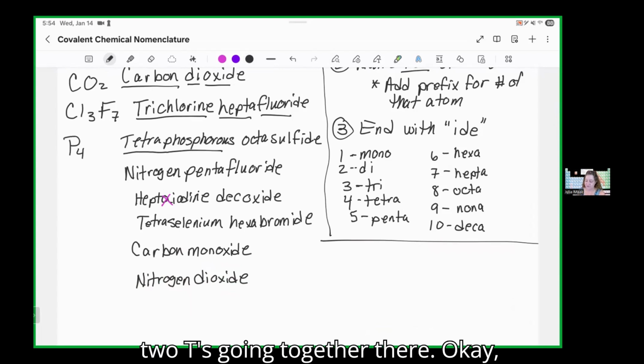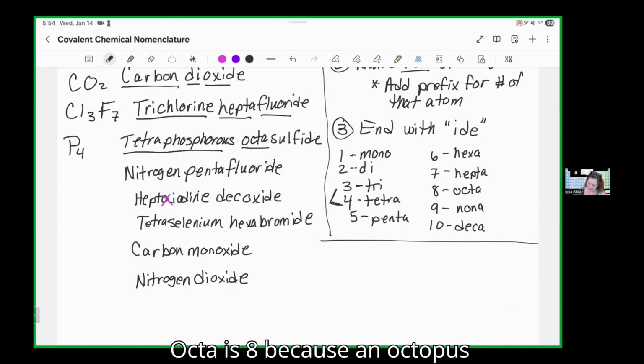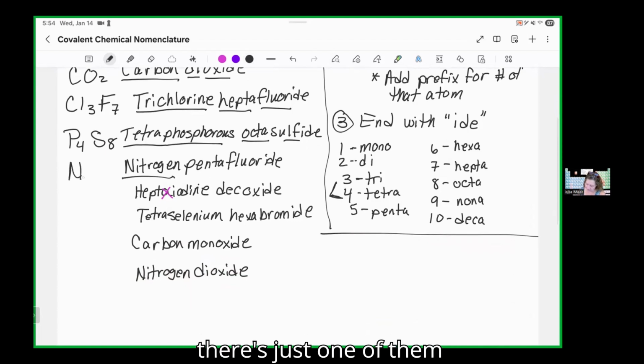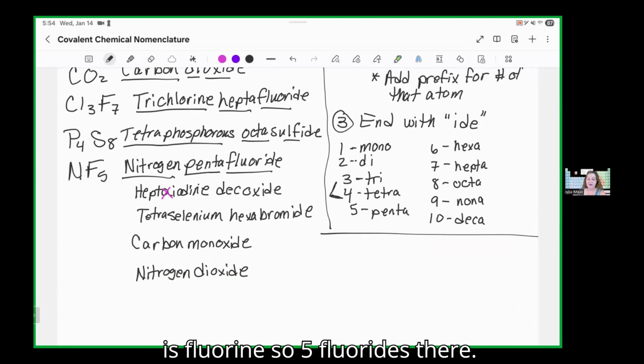Tetra is 4, those 2 T's going together there. Octa is 8 because an octopus has 8 legs. Sulf is sulfur, so I have 8 sulfurs. Nitrogen, no prefix, so there's just 1 of them there, so I have a nitrogen. Penta is 5, fluor is fluorine. So 5 fluorides there.